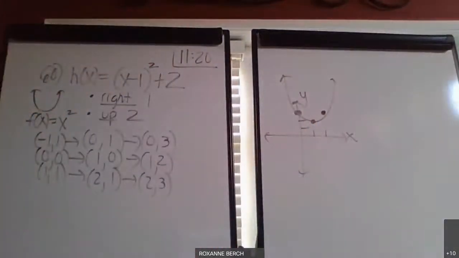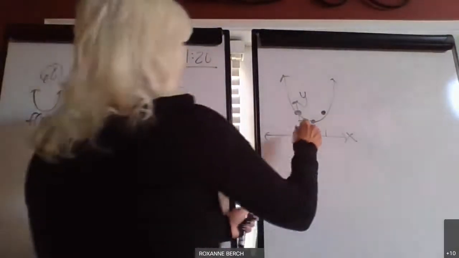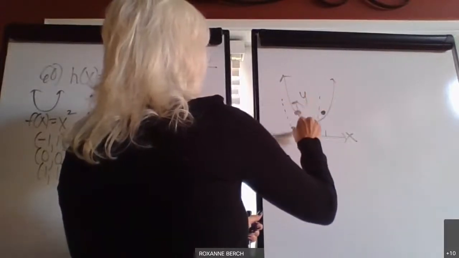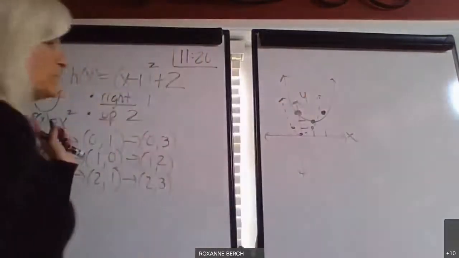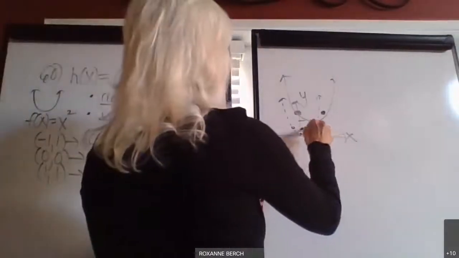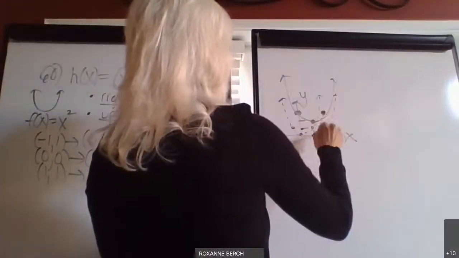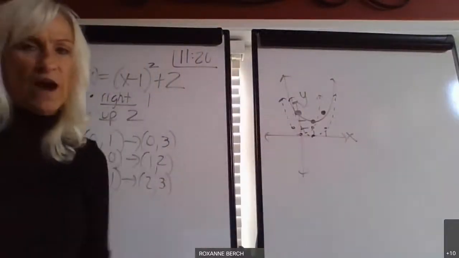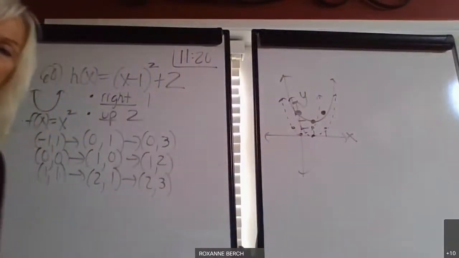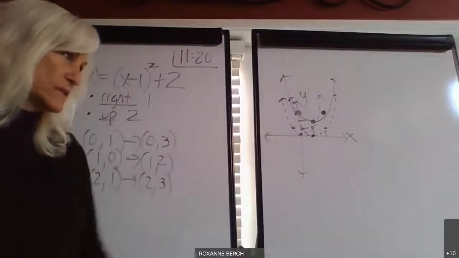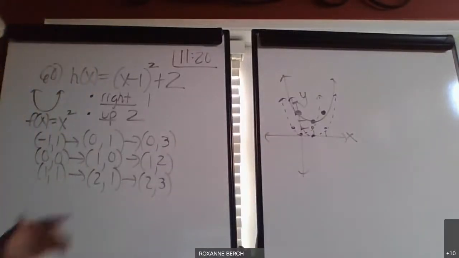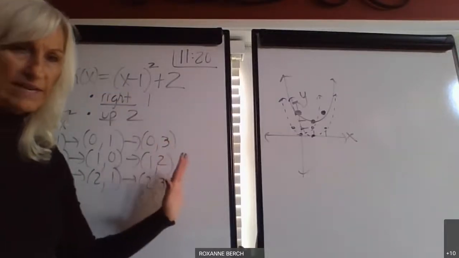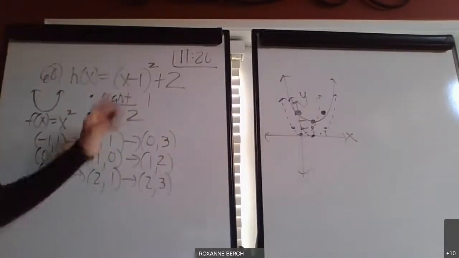So we started with an easy one. Basically what's happening is your parent looks like this, and we moved it right 1, and we moved it up 2 to get our final graph. So rather than me having you show all these movements, we're just taking the parent and writing the final points for the graph.